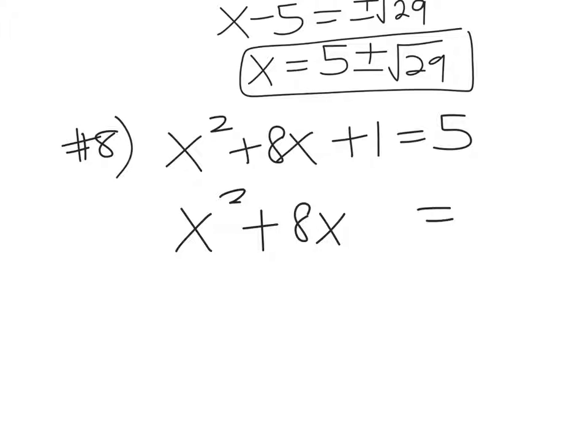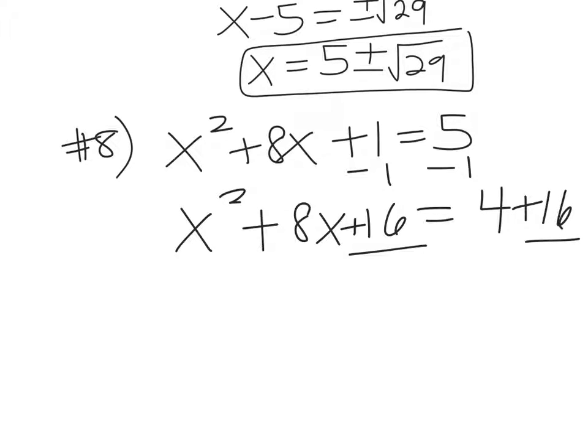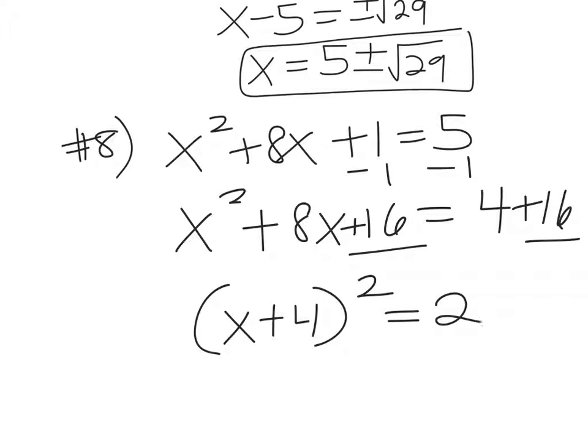Yes. All right, subtract that 1 to the other side. There you go. Okay. And we leave a blank here, and even if you want to put a blank for yourself to know that's what you need to do, great, do it. Half of 8 is 4. 4 squared is 16, so I'm going to add 16 to there and make sure I add it to the other side also. All right, that creates a perfect square trinomial that factors as x plus 4 squared equals 20.